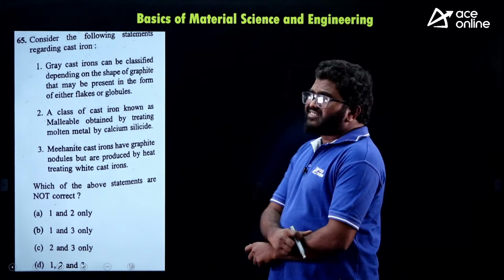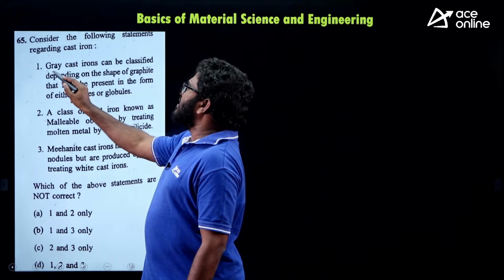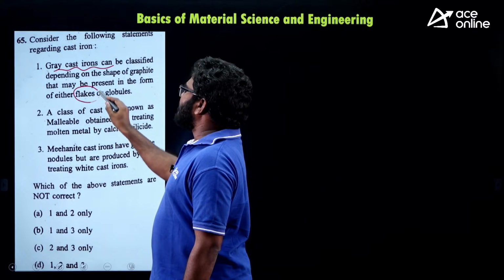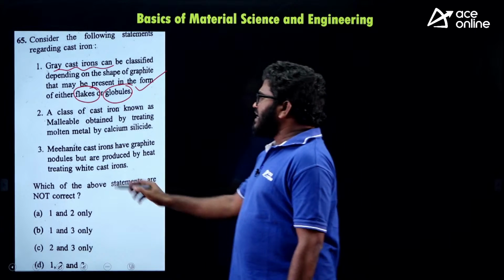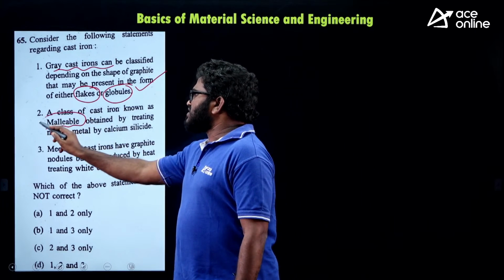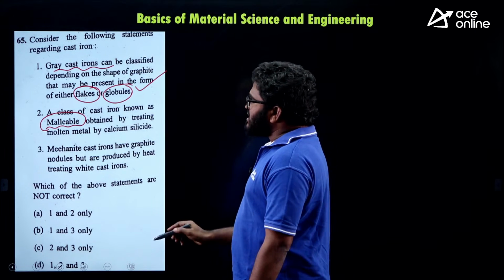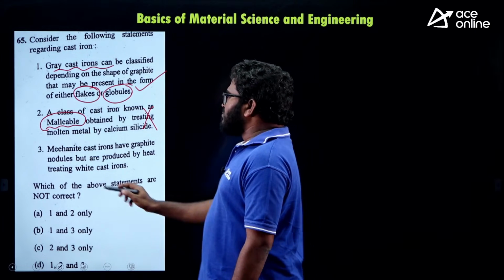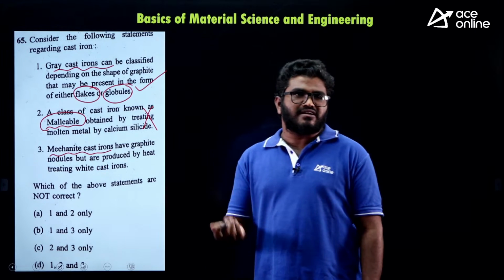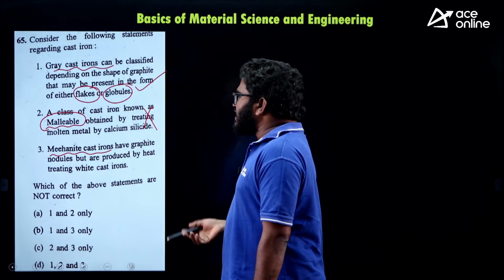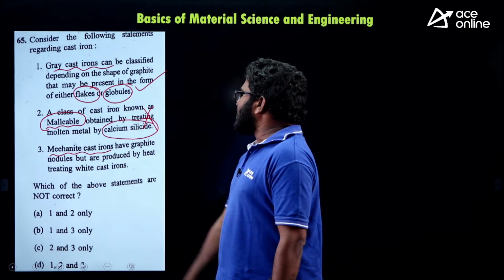Another question related to cast iron. Here in this cast iron question, first grey cast iron is given. In grey cast iron, graphite is present in flake form or globule form. That is absolutely correct. The second type of cast iron is malleable cast iron. Malleable cast iron is produced from white cast iron by a heat treatment process. So the second statement is wrong. And the third statement is actually about Meehanite cast iron. Strictly speaking, Meehanite is a company name, but it is given in the question. Meehanite cast iron is generally produced by a heat treatment process with calcium silicides.